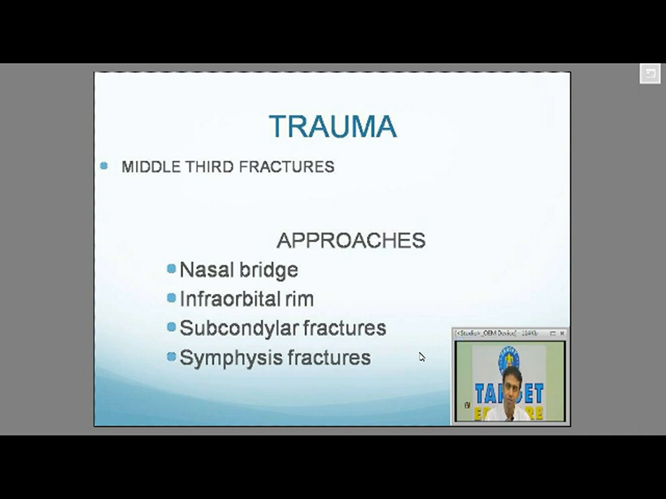Then come the signs and symptoms. The main sign and symptom you need to know from an MCQ point of view is the cracked cup sound heard on palpation of Lefort 1 fractures. How to approach Lefort 1 fractures? The main approach is the vestibular incision for maxilla. Bilateral vestibular incisions are given. That is the only approach we have for Lefort 1 fractures.